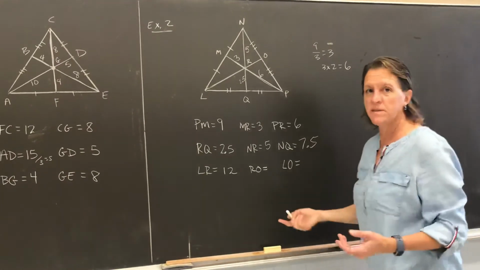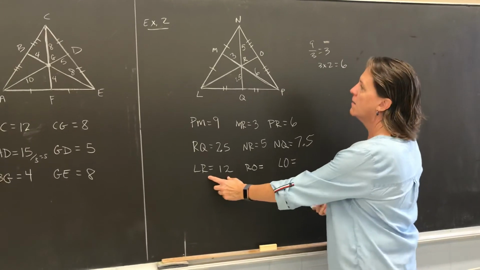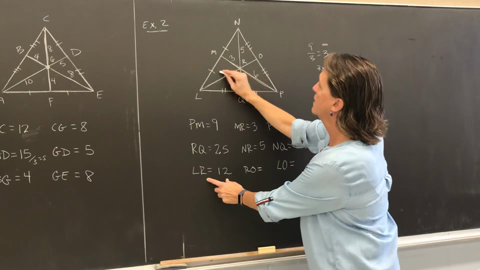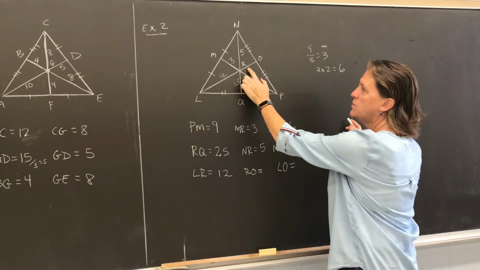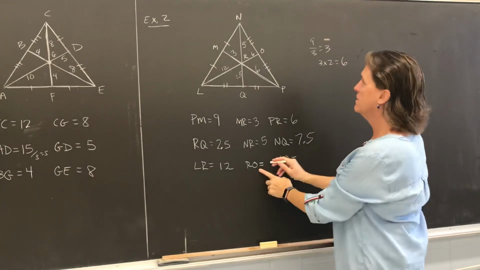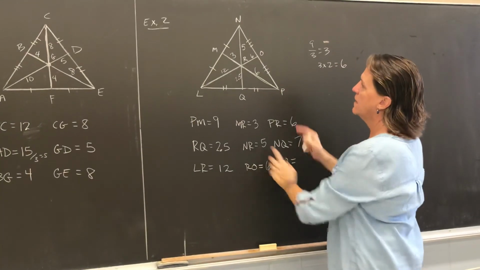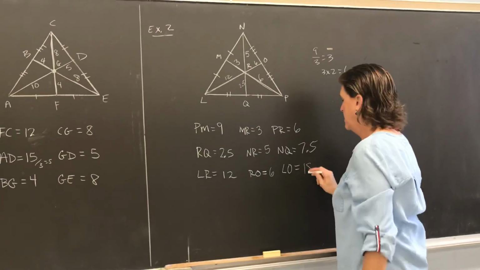You may have to watch this again, unfortunately, because it gets a little confusing. LR is 12, so again, I write it on there, that's the long. So if I want the short, it's half of the distance, that would be 6. And now LO, the whole thing, so how long is this? 12 plus 6 is 18.